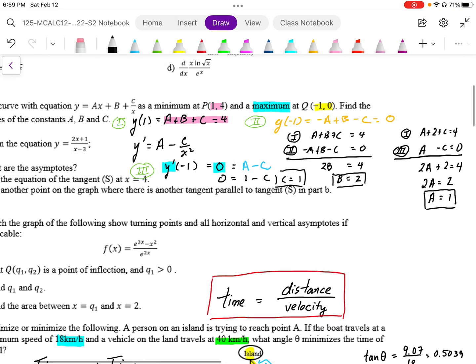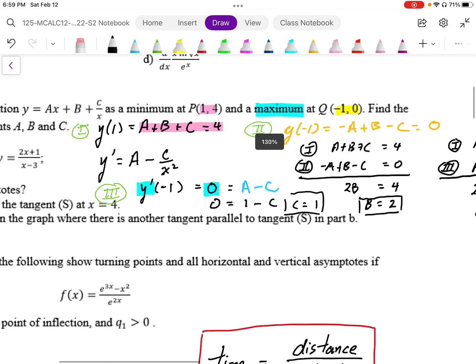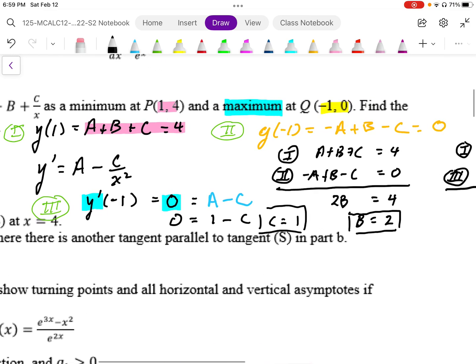So again, we had 3 variables, so we need to come up with 3 relationships, and the 3 relationships we came up with are the 2 coordinates, and we use the derivative at the maximum being equal to 0.